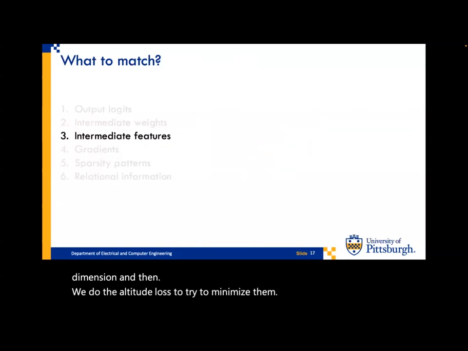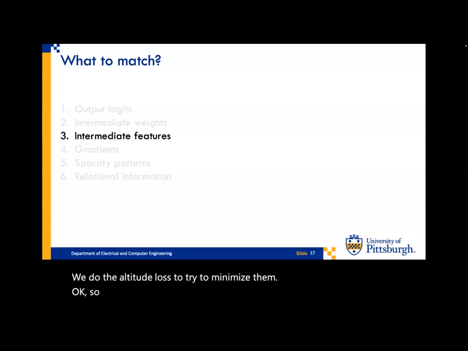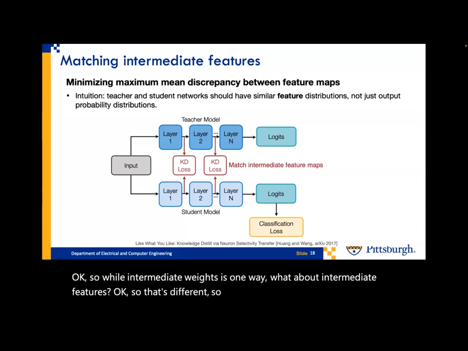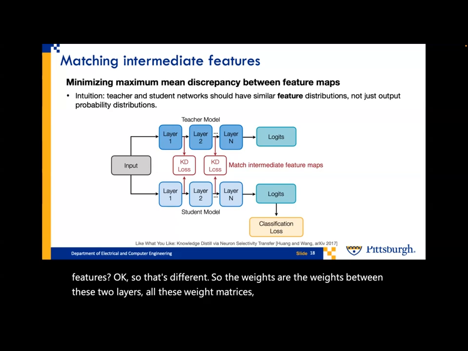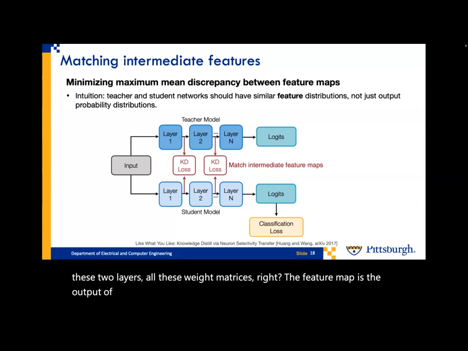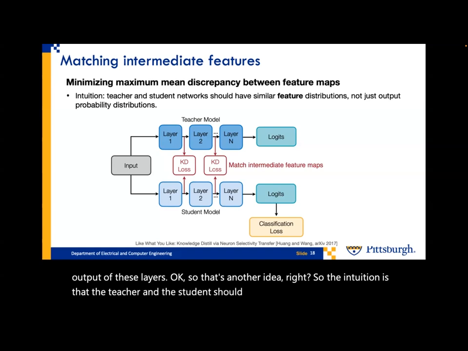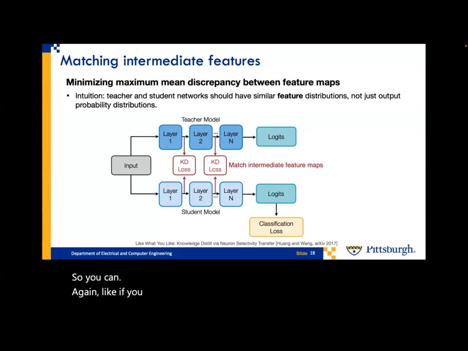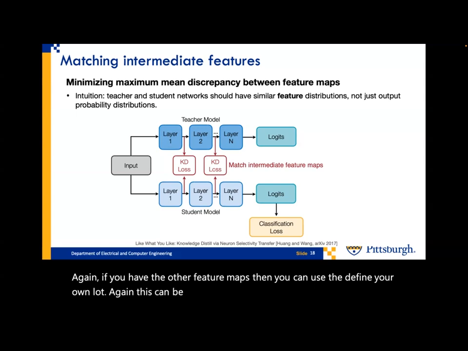Intermediate weights is one way. What about intermediate features? That's different. The weights are the weight matrices between these layers, while the feature map is the output of these layers. That's another idea. The intuition is that the teacher and the student should have similar feature distributions, not just output probability distributions. If you have all the feature maps, you can define your own loss. Again, this can be L1, L2, or whatever similarity you want to measure between two matrices.